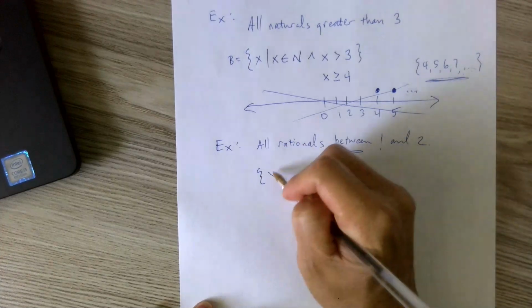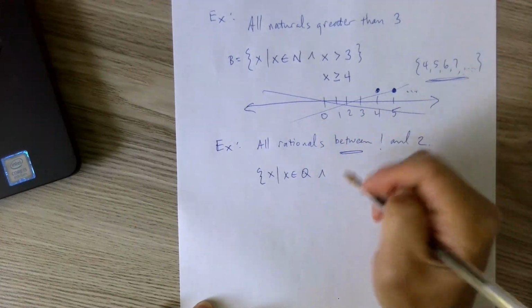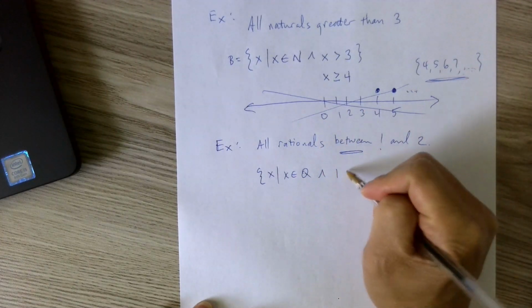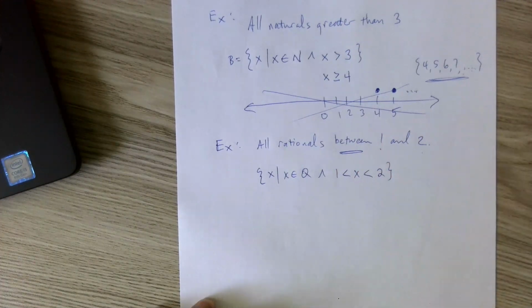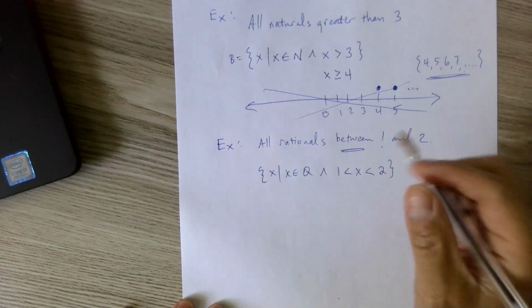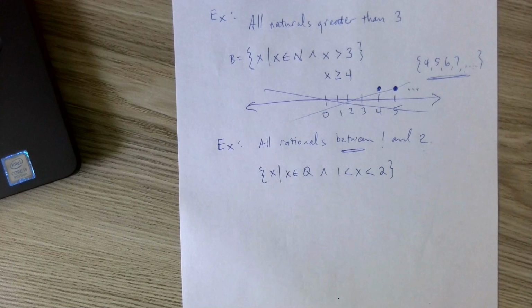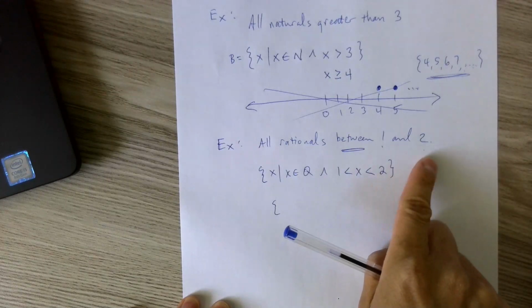First of all, the set builder. X, such that X is rational and between 1 and 2. So 1 is less than X, which is less than 2. Now, can I list these? Well, we know that rationals are listable if you want to list all of them. But if you just want to list the ones between 1 and 2, are they listable?